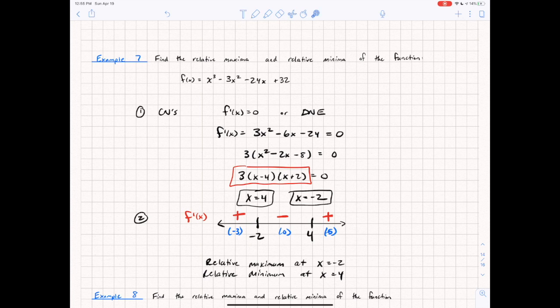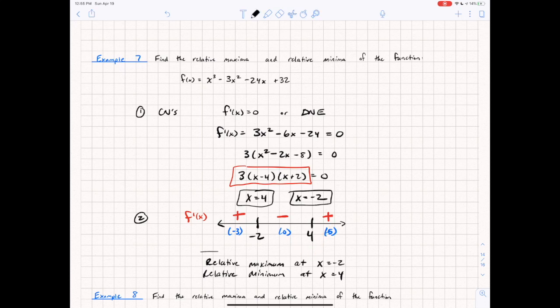And I know this because the derivative at negative 2 is going from positive to negative, meaning that my graph is increasing and then decreasing. And then when I get to 4, I'm going to stop decreasing and then begin to increase, meaning that there is again a change, and then now there's a min there.